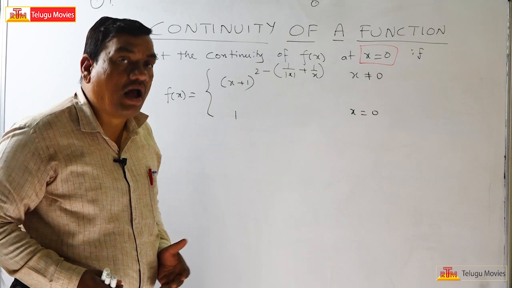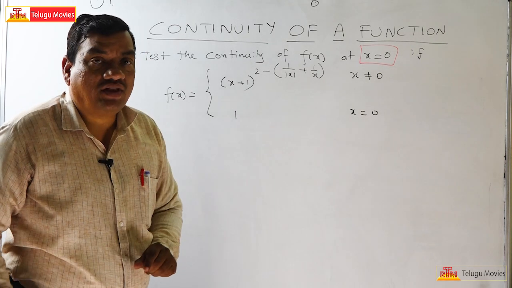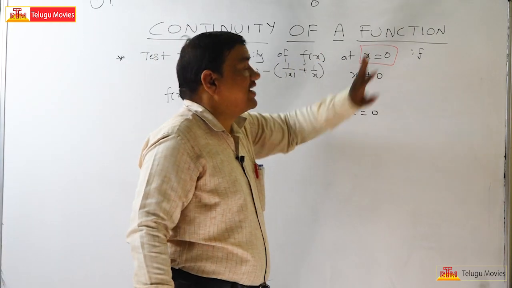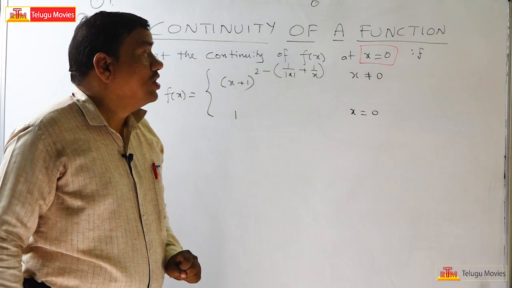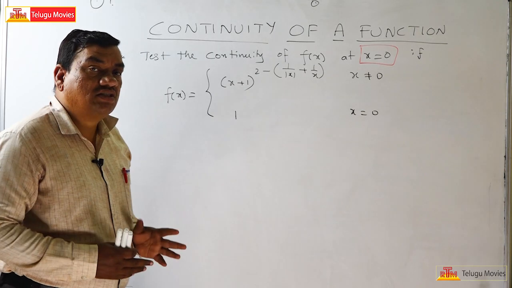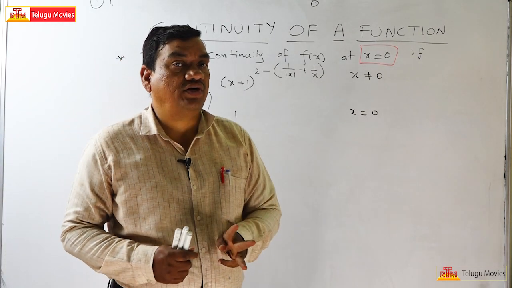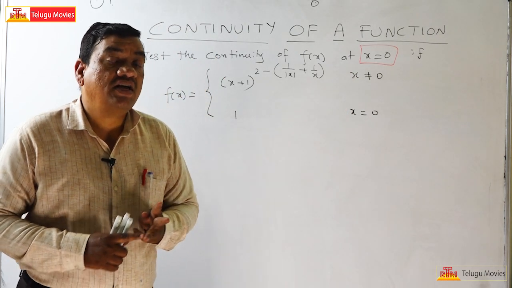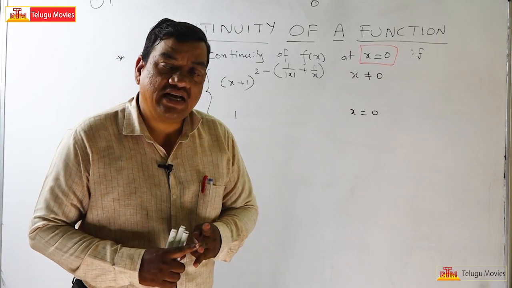So without drawing the graph, we have to test the continuity of the function at x is equal to 0. For that, what are the things? Three values we have to find out. One is, at x is equal to 0, the left hand side limit. At x is equal to 0, the right hand side limit.